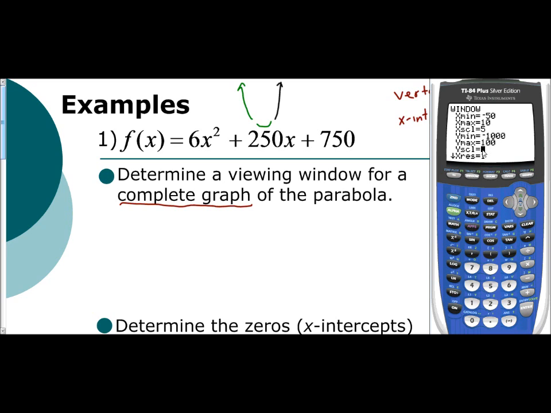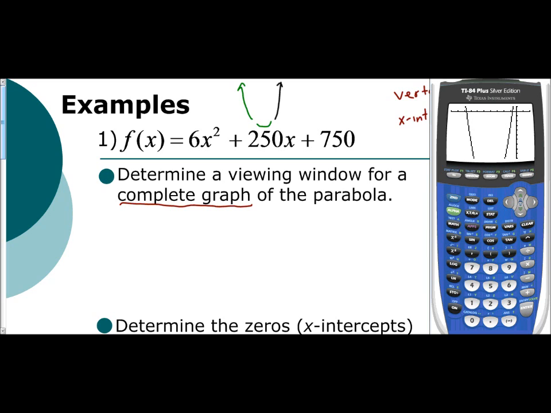Again, you don't want to have a scale of 1, because if you have a scale of 1, you're going to have 1,000 dashes below the x-axis and 100 above. So let's go by a y scale of 100. Now, I don't know if this is going to be accurate, but take a look at my viewing window, and I'm going to hit graph. So now I can see my x-intercepts. I see both of them. I see more of a U shape than I did originally. However, I don't see my vertex.